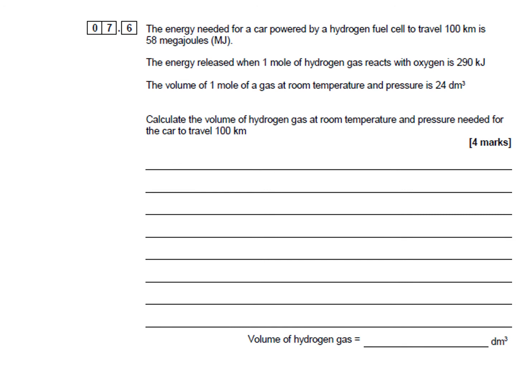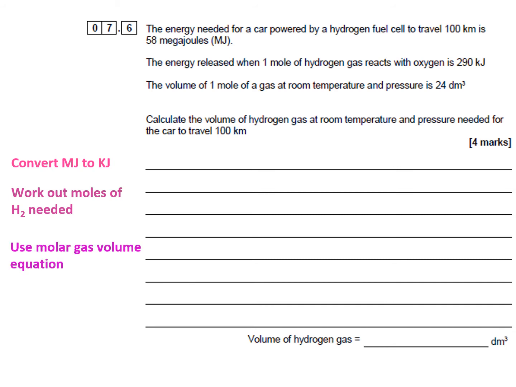Okay, our first calculation, and remember we've said this before, for a calculation question you can score all the marks for getting the answer right, but if you don't show your steps in your calculation, and then you make a mistake, then you'll lose all 4. So first of all, it's talking about megajoules. Convert your megajoules to kilojoules so that we're using the same unit throughout. Then we need to work out the number of moles of hydrogen which are being generated, and then convert from moles into a volume of gas.